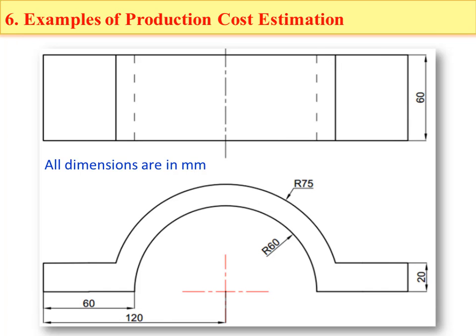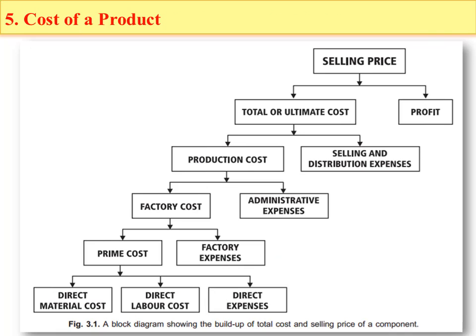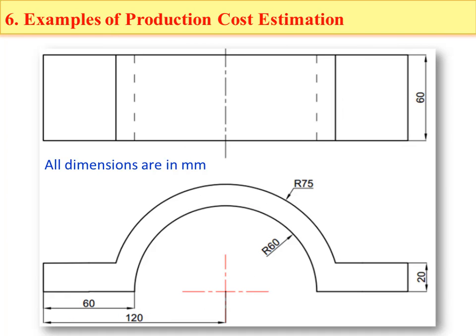Next, cost of a product. As you can see in the figure below, a block diagram showing the build-up of total cost and selling price of a component. Selling price equals total or ultimate cost plus profit. Total or ultimate cost includes production cost and selling and distribution expenses. Production cost includes factory cost and administrative expenses. Factory cost includes prime costs and factory expenses. Prime costs include direct materials costs, direct labor costs, and direct expenses.